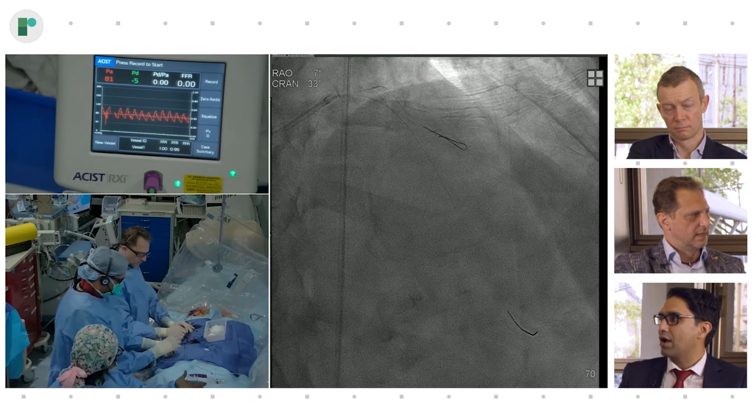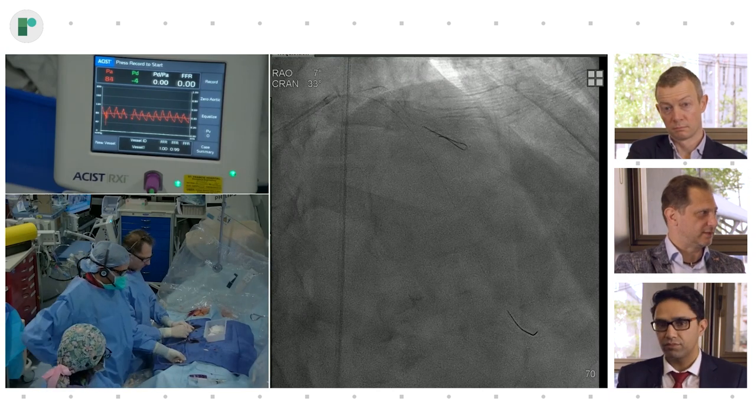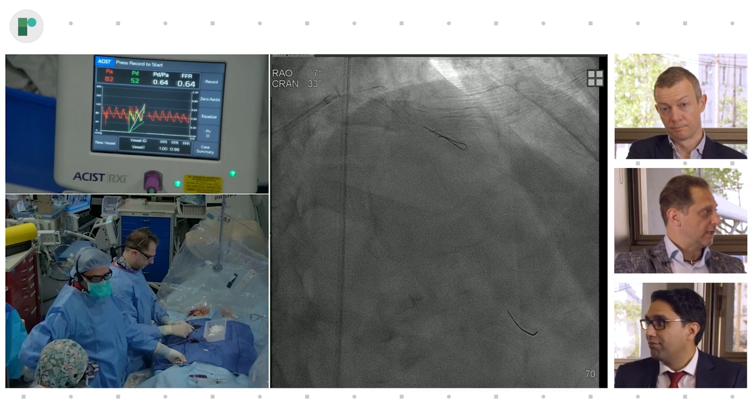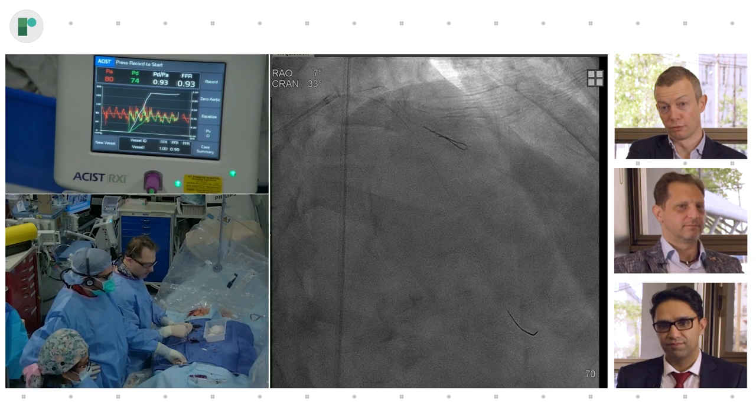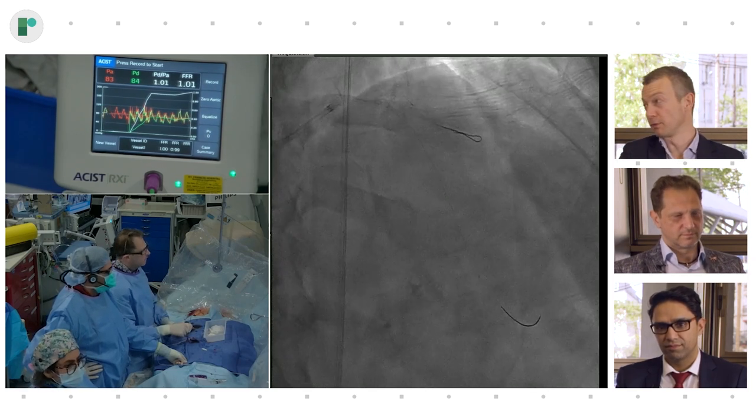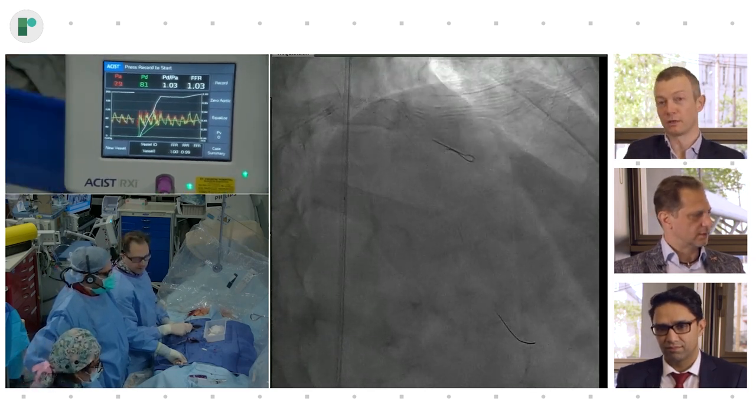You can go in and out as many times as you want. The other thing is it's super fast. What about post-PCI? You equalize and you put it down, it's done. Yeah, post-PCI, same way. And you don't lose access in a vessel that may be difficult to wire, in somebody who you don't want to use contrast with, right?